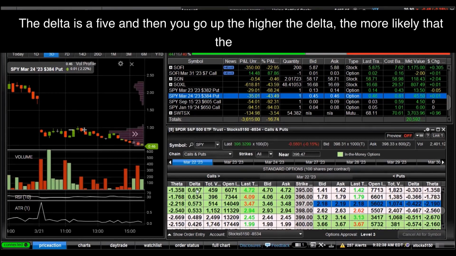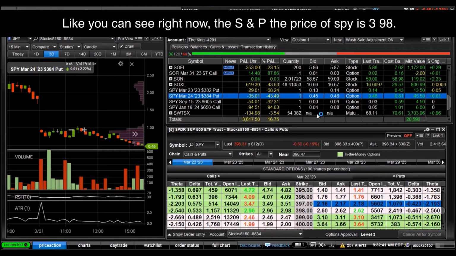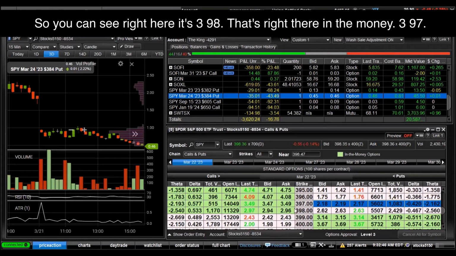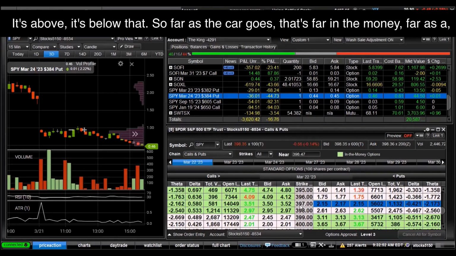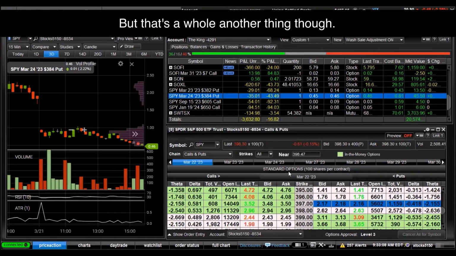The higher the delta, the more likely that the price will be in that area. Like you can see right now, the price of SPY is 398. So you can see right here is 398. That's right there at the money. 397, it's below that. So as far as a call goes, that's in the money. As far as a put goes, 399, 400, whatever higher, that's in the money. And then the lower you go, that's out of the money. But that's a whole nother thing though.